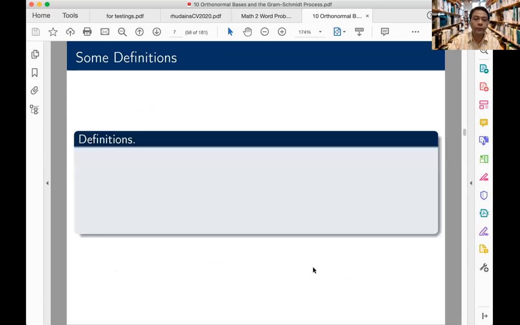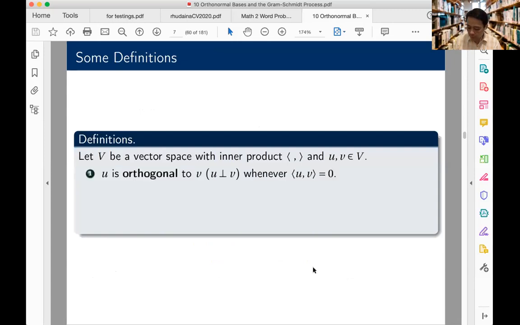Okay, so let's have some additional definitions. Suppose that we have a vector space with inner product, and let U and V be elements of the vector space V. We say that U is orthogonal to V, or the symbol is U perp V. We know that symbol as perpendicular in geometry, but for vectors, the proper term is orthogonal. U is orthogonal to V whenever the inner product UV is 0. Okay?